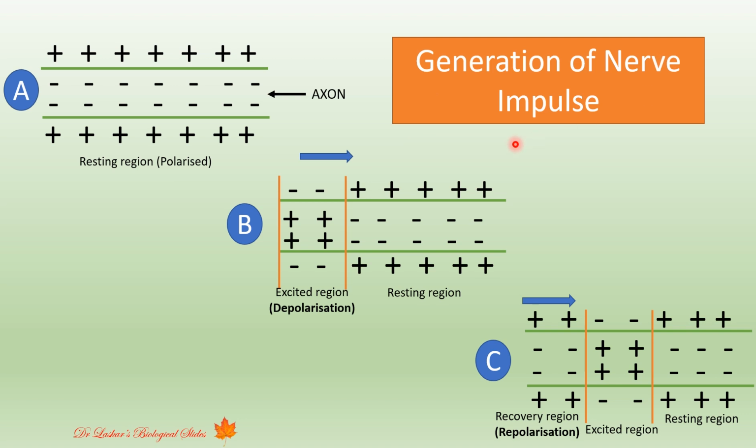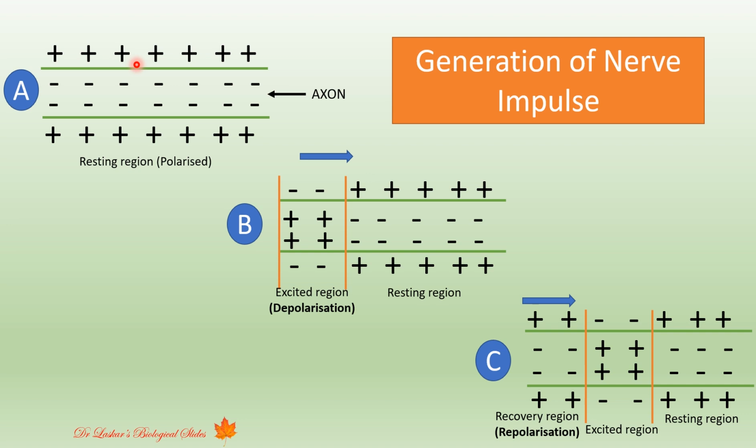So what do you mean by nerve impulse? Nerve impulse is a wave of depolarization of the membrane of the nerve fiber or axon. It is an electrochemical change in the membrane of nerve fiber produced by a stimulus in the form of a wave of depolarization or action potential that moves all along the length of the nerve fiber from receptor to central nervous system and from there to effector.